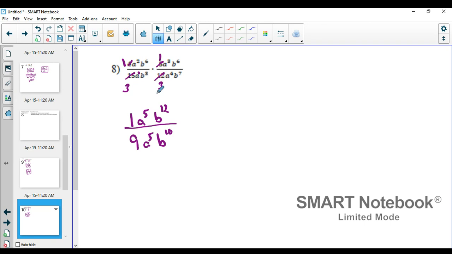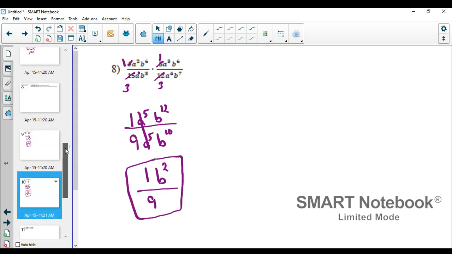All right, so now here, this one simplifies quite nice because a to the 5th over a to the 5th, remember, anytime you have the same thing in the numerator and the denominator, boop, they cancel. So the 1 over 9 stays. And then b to the 12th over b to the 10th, so you subtract. So 12 minus 10 is 2. So we have b squared. And now we're as simplified as we can get, and that is our final answer.